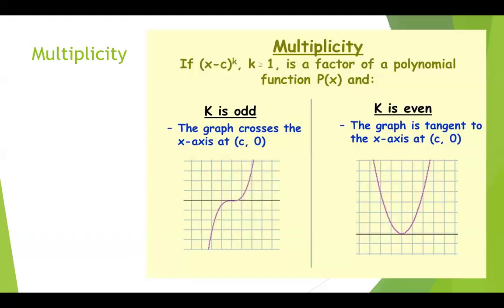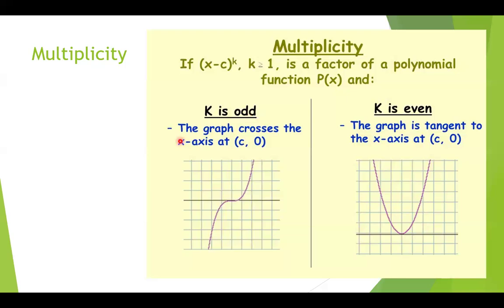Okay, so now we're going to talk about multiplicity. Multiplicity is the power on your factor. Essentially, it's the power of your factor. Is it to a 1? Is it 2? Is it 3? What is the power on your factor? Your multiplicity, we're calling it K for now, is always going to be greater than or equal to 1, and it's an integer. It's always going to be an integer.